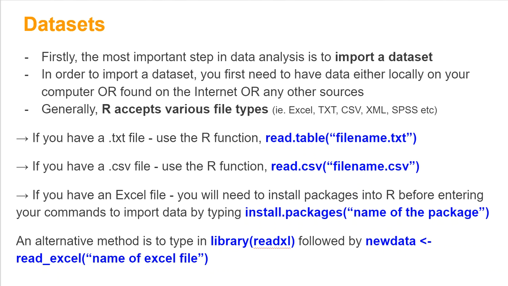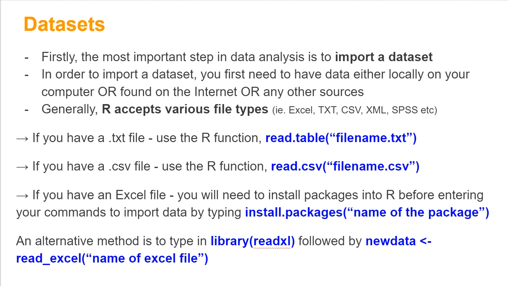In order to import a dataset, you first need to have data either locally on your computer or found on the internet or any other sources. Generally, R accepts various file types such as an Excel, TXT, CSV, XML, SPSS, and many others. Here are a few examples of how you can import other file types with R.